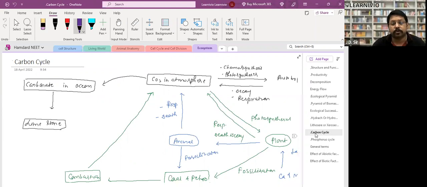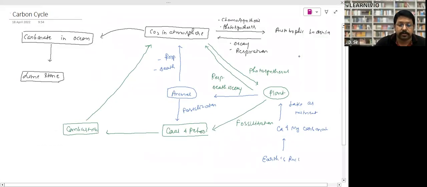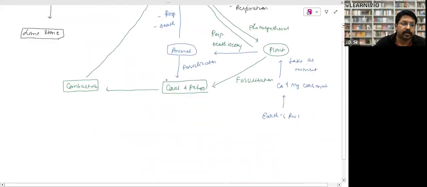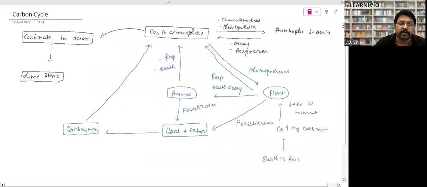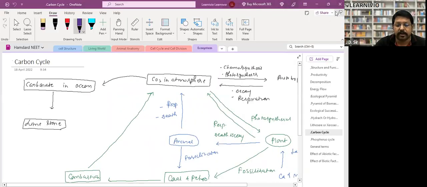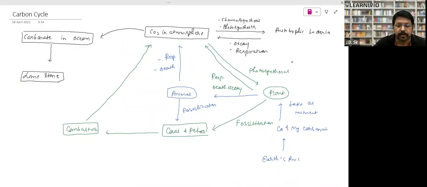These questions belong to a similar kind of thing, right? So now there are certain mineral cycles, right? The last thing in this chapter is the mineral cycle. And the first mineral cycle is the carbon cycle, right? Hardly will you get a question from this cycle. There is a very rare chance to get a question from this cycle, but still I will explain this.